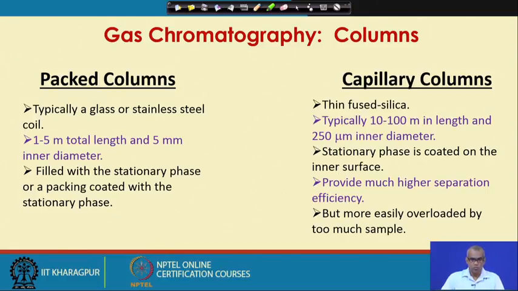Now, there are broadly two types of columns, packed columns and capillary columns. Packed columns are typically a glass or stainless steel coil. Its length is about 1 to 5 meter and the inner diameter of the column is typically around 5 millimeter. The packed column is filled with the stationary phase or a packing coated with the stationary phase.